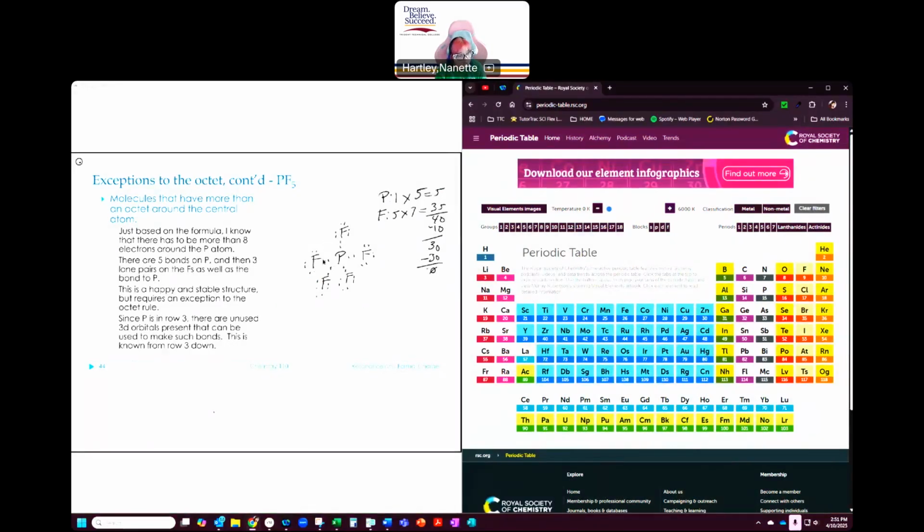But it is a violation of the octet rule because we've made more than 4 bonds. We have 5 bonds. And so that's a violation of the octet rule. So we have some things that can make more than 4 bonds. It's not outside the realm of possibility, but it is by definition a violation of the octet rule. Okay, so those things are violations as well. So anything from row 3 down can do that, but it is a violation of the octet rule.